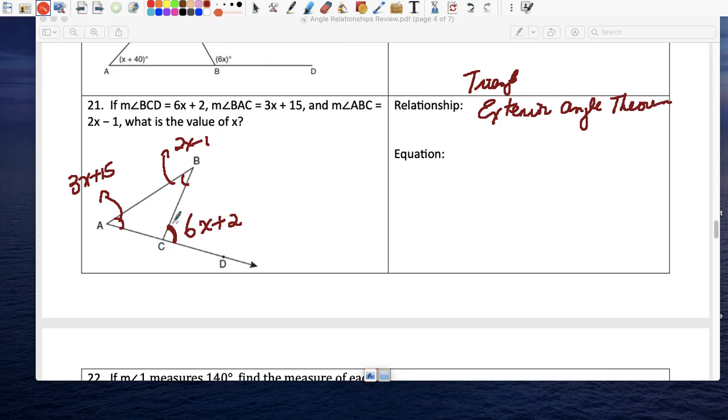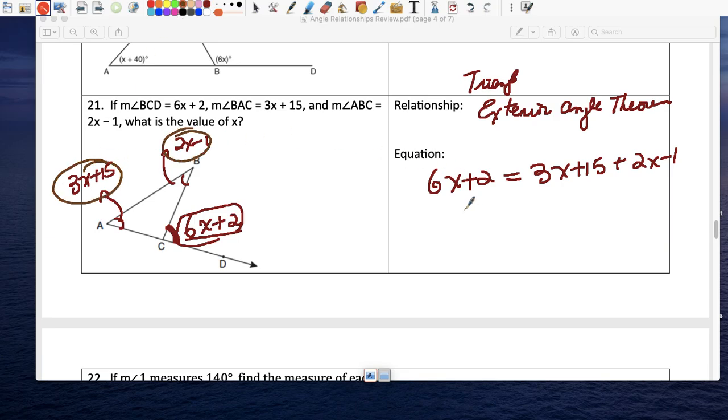It says that the exterior angle, this guy that's outside the triangle, formed by this extension of this line, 6x plus 2, is equal to the sum of the opposite interior angles that are not adjacent to angle BCA, which is 3x plus 15 plus 2x minus 1. So this guy here is equal to the sum of this and this. 6x plus 2 equals 5x plus 14.